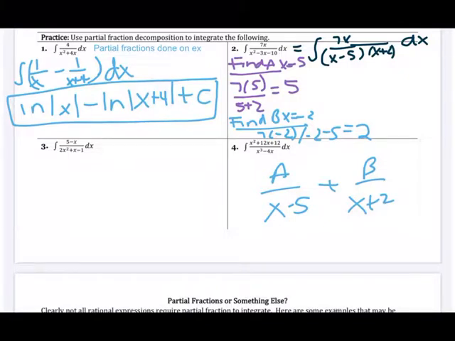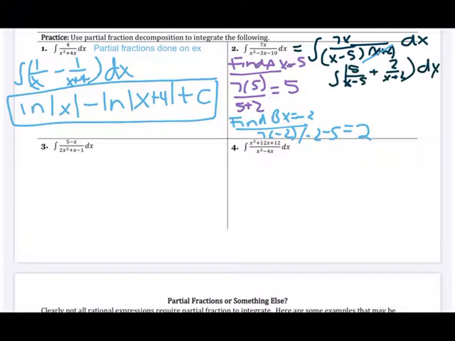To find b, I'm going to substitute in x equals -2, and I'm going to cover up that factor. So 7 times -2 over -2 minus 5 is going to give us +2. So now I can rewrite this problem using my a and b value. So here is my rewritten integral. Oops, sorry, that 5 looks a bit like a 15 right now for no reason.